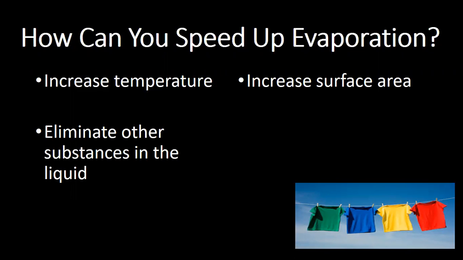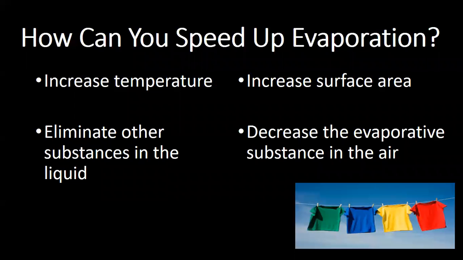We can eliminate other substances in the liquid. For example, pure water will evaporate more quickly than salt water. We can decrease the evaporative substance in the air. Clothes will dry more quickly when the air itself contains very little water vapor. And we can increase air movement. Clothes on a clothesline will dry more quickly on a windy day than on a still day.